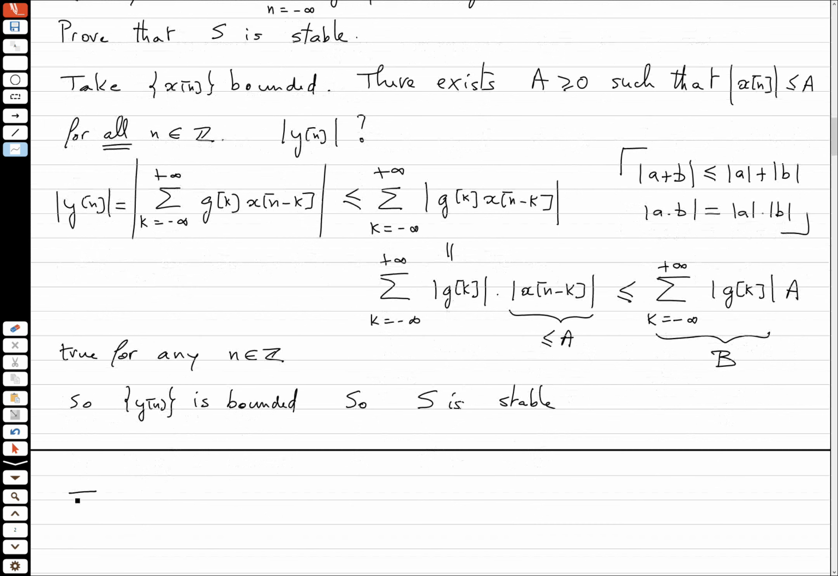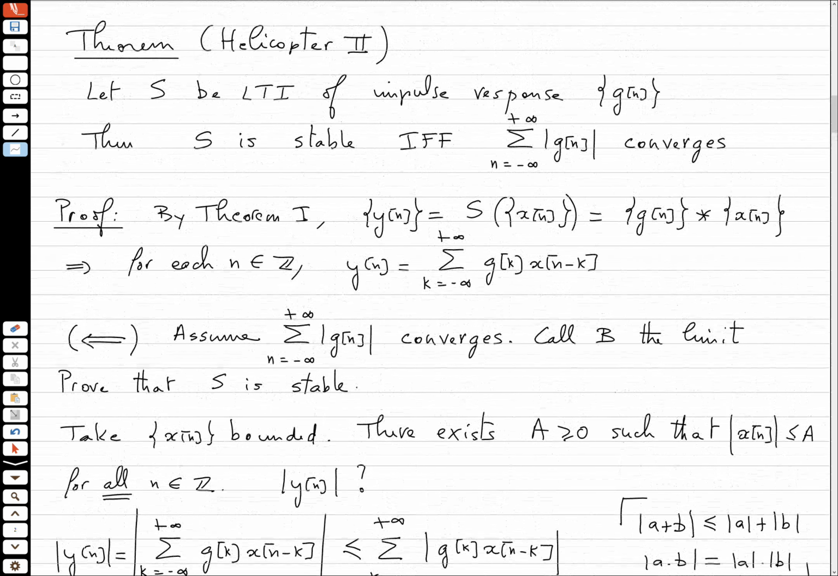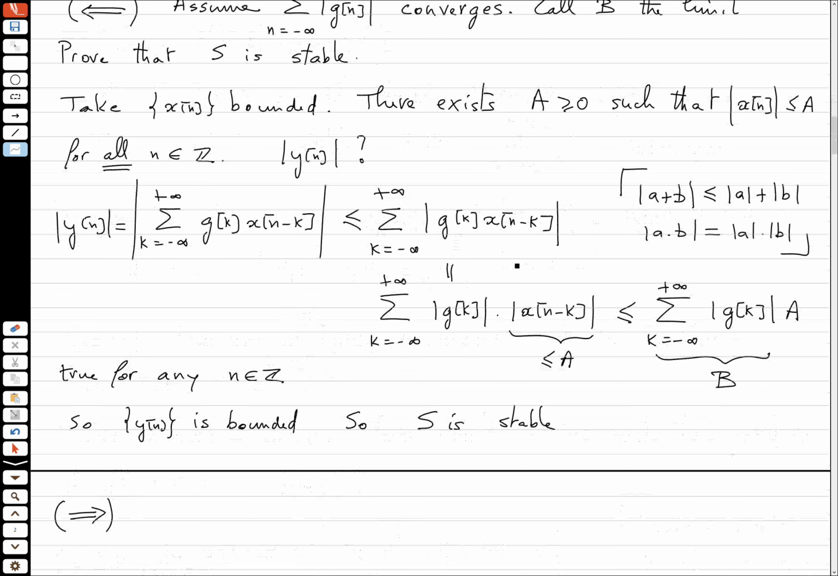Okay. So next we're going to prove the other one. Remember, the second one is harder, so that's why I teach it second. So if you found the first proof hard, this one is going to be even harder. Now we're going to prove the other direction. That means we're going to prove S stable implies that this converges. Again, we're going to prove the contrapositive. Instead of showing this implies this, we're going to show that this diverges implies that this is unstable. Okay? So that was much easier to find the contrapositive.